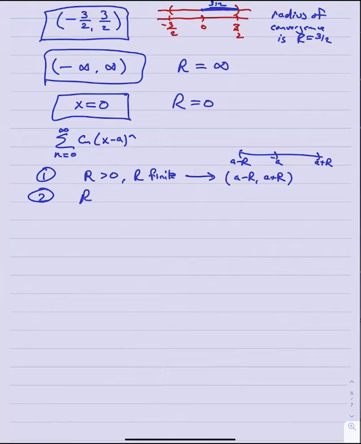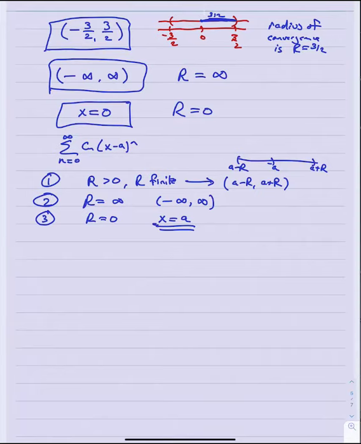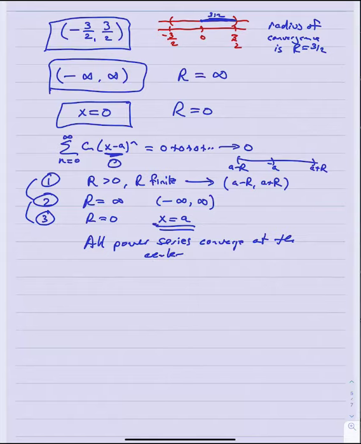The second possibility is R is infinity, and that one's easy. That just means this power series converges for all real X. The third case is R is 0, and that just means that this converges for only the center value. And that makes sense. You can see that if X equals A, then this guy right here is 0, and then this just becomes the sum of an infinite number of 0 terms, and that definitely converges to 0. The one takeaway that all have in common is we can definitely say all power series converge at the center, whatever the center is for that series.